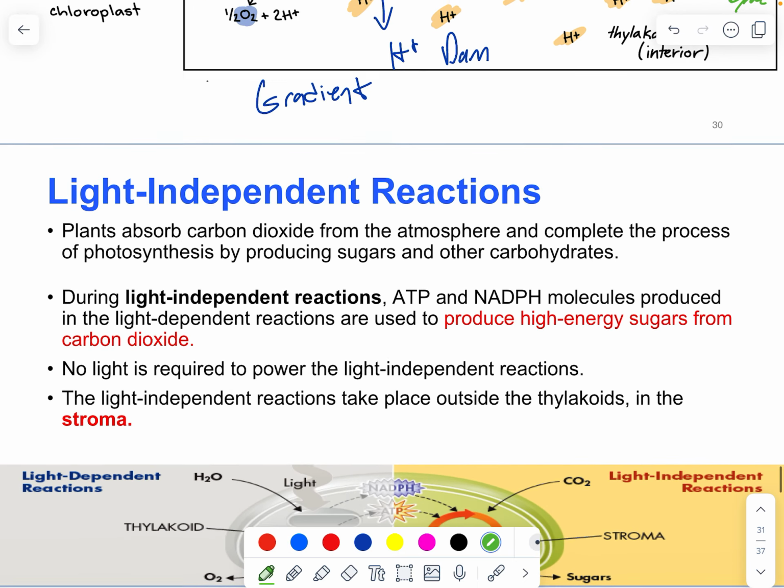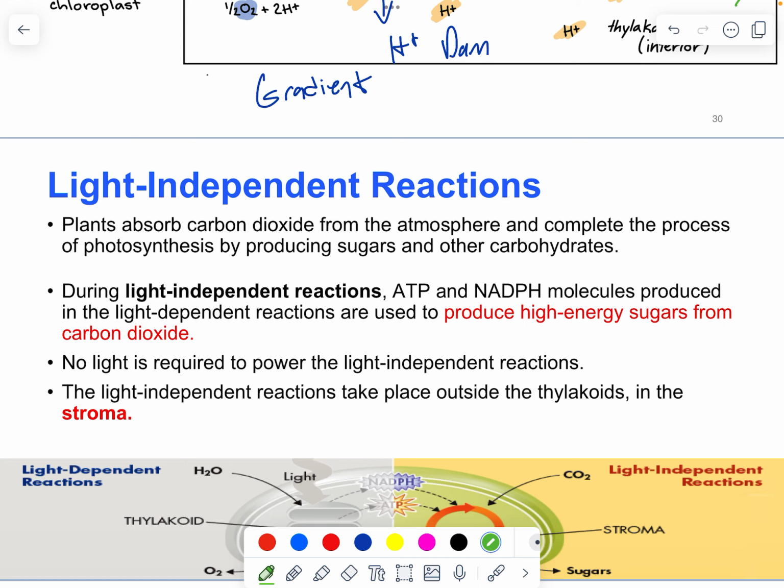And so what happens now is that we go to the light-independent reactions. ATP and NADPH are needed because they're the energy and power to produce high-energy sugars, right? Carbon dioxide, you can't really burn CO2. Not really any energy in it. But you can burn sugar. There's tons of energy in sugar. And so we can't create energy, right? So we have to take these molecules and produce high-energy sugars.